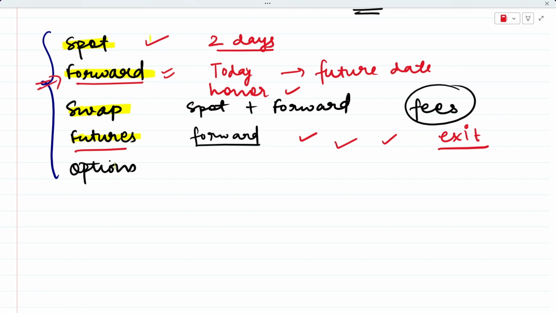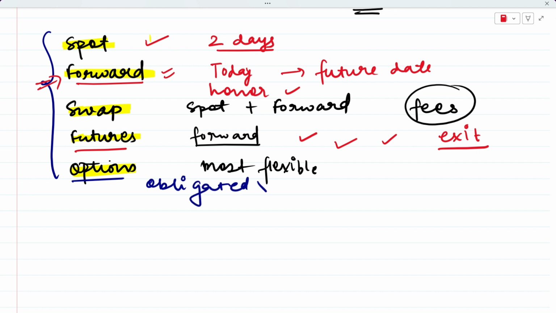And lastly, we talked about options. Options were the most flexible, because we only have to pay a small premium and we get the right, but there is no obligation. We are not obligated to buy or sell. This is perfect when we are not sure if we'll actually need the currency or not. So we are not under any obligation.